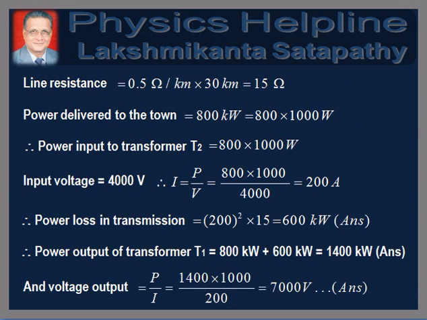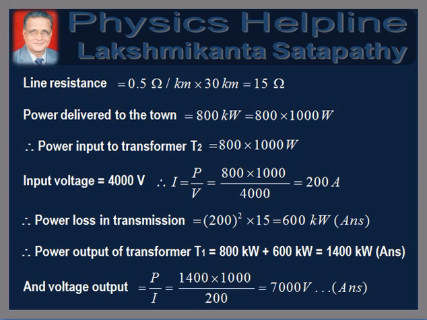Now, length of wire is equal to 30 kilometers. Therefore, line resistance is equal to 15 ohms. Power consumed by the town is equal to 800 kilowatts. Therefore, input power of transformer T2 is equal to 800 kilowatts. Given that input voltage is equal to 4000 volts, therefore current I is equal to 200 amperes.